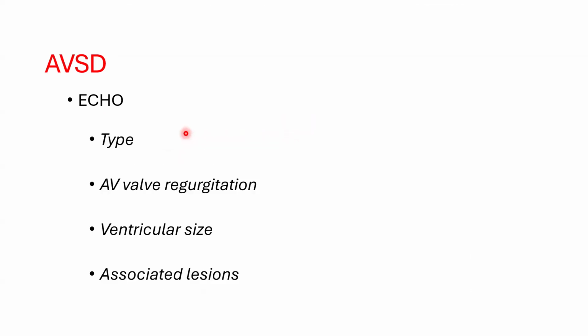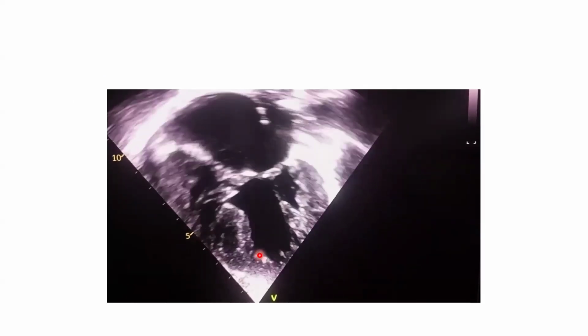Echo will define the type, the extent of the AV valve regurgitation, the ventricular size to determine whether they are balanced or unbalanced, and then if there are any associated lesions. AVSDs typically tend to go with tetralogy of Fallot. So that's one thing to look out for when you have diagnosed AVSD. So these will be some images. So this is a typical one.